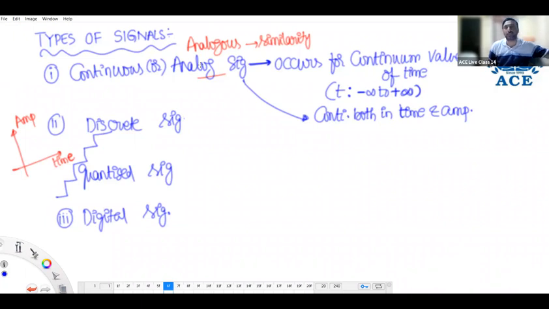In what way are they similar? The y-axis and x-axis have the same property. Both are continuous variables. So they are interchangeable words. Continuous signal is also called an analog signal.